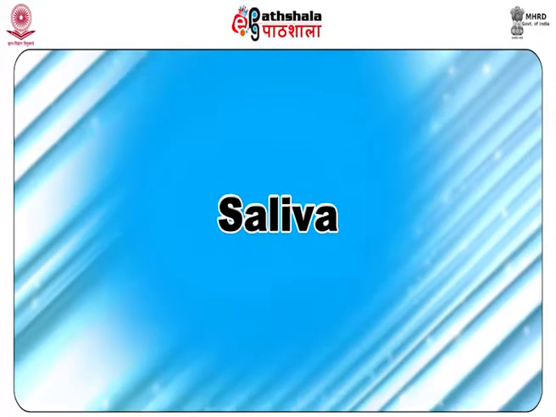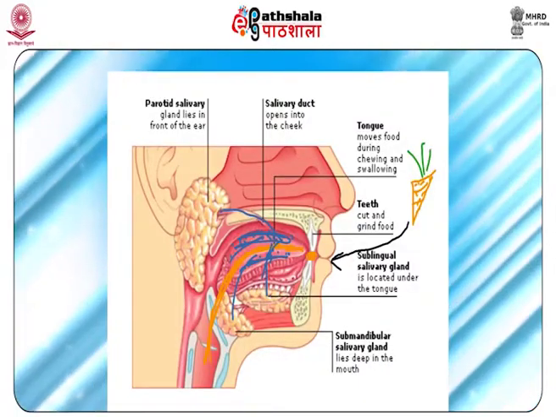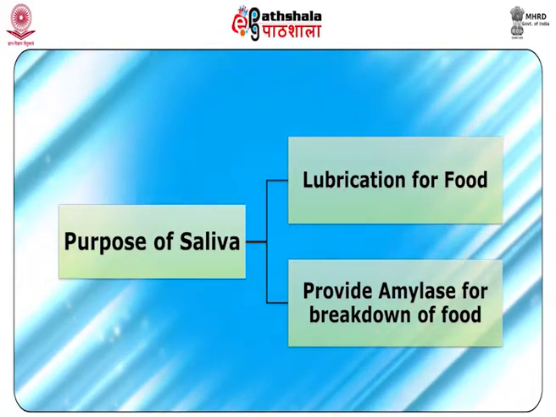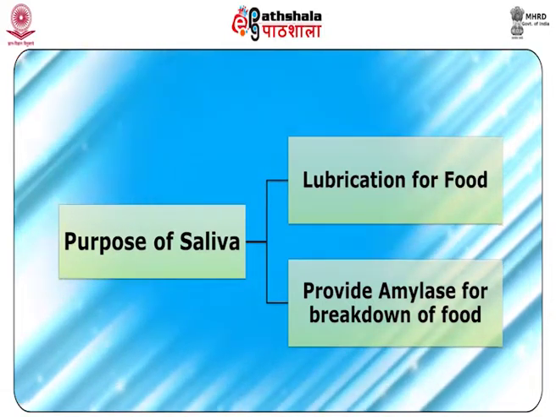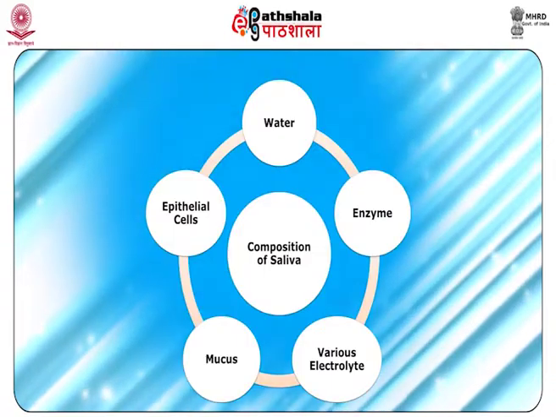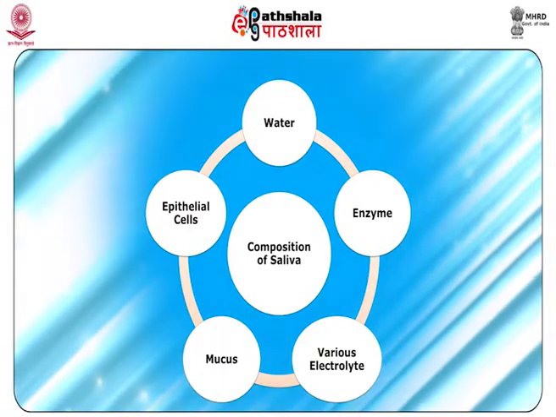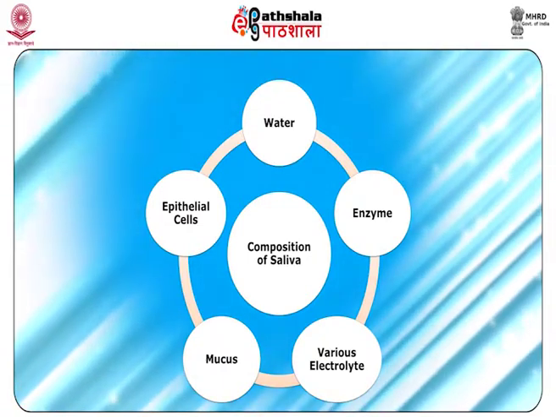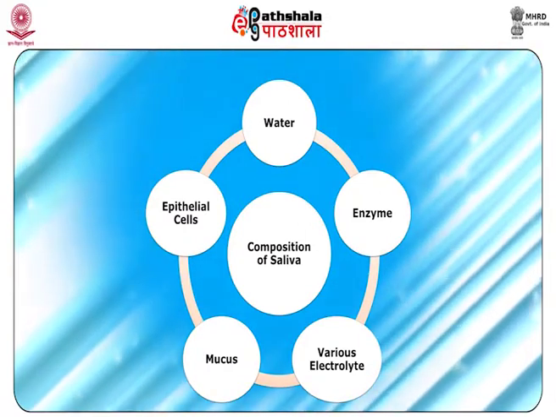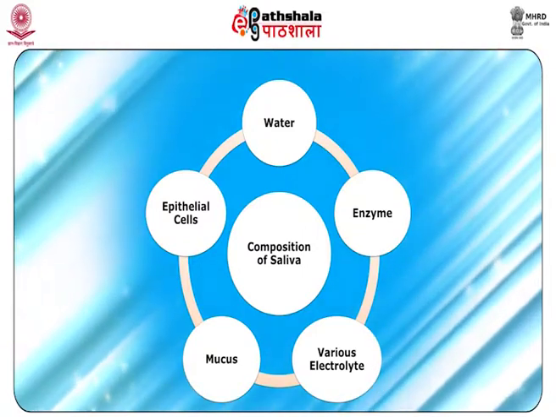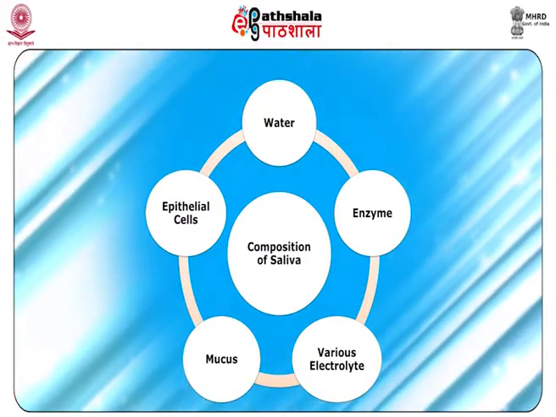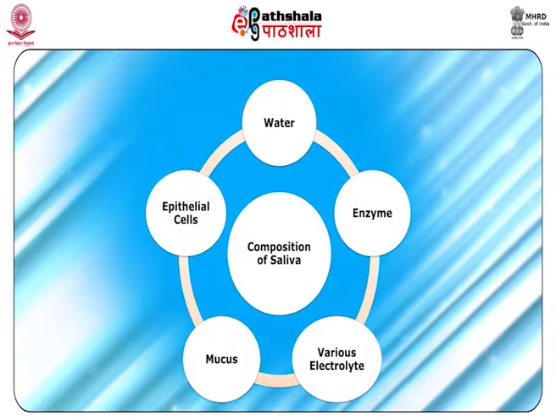Next, we have saliva. Saliva is the clear liquid produced in the mouth for various purposes, primarily to act as lubrication for food and provide the enzyme amylase to begin the breakdown of this food. It is composed of water, enzymes, various electrolytes, mucus, and epithelial cells from the inside of the cheeks. It is ideal for DNA profiling as it contains the same proteins as blood and urine. Saliva can also be analyzed to detect the presence of drugs and toxins.